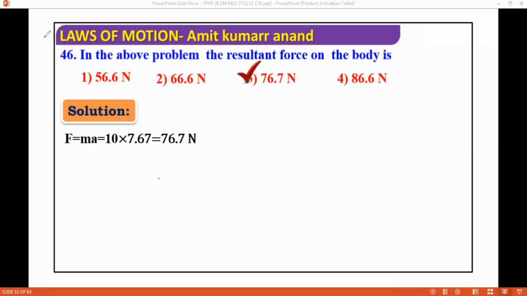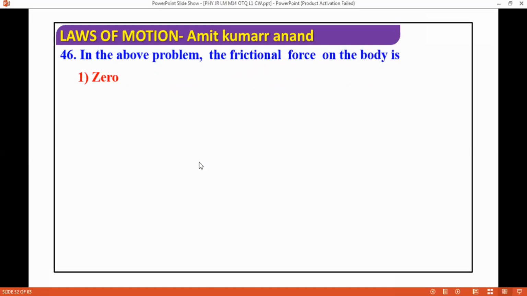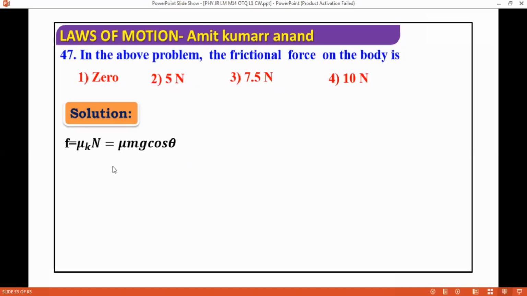Now we are moving to the next question. In this problem, suppose it asks for the friction force on the body. Because the body is in motion, the friction force is mu k into N, so you put in the values, mu m g cos theta, and you can get the answer. You already got the acceleration, so put in the values of f equals mu k into N.